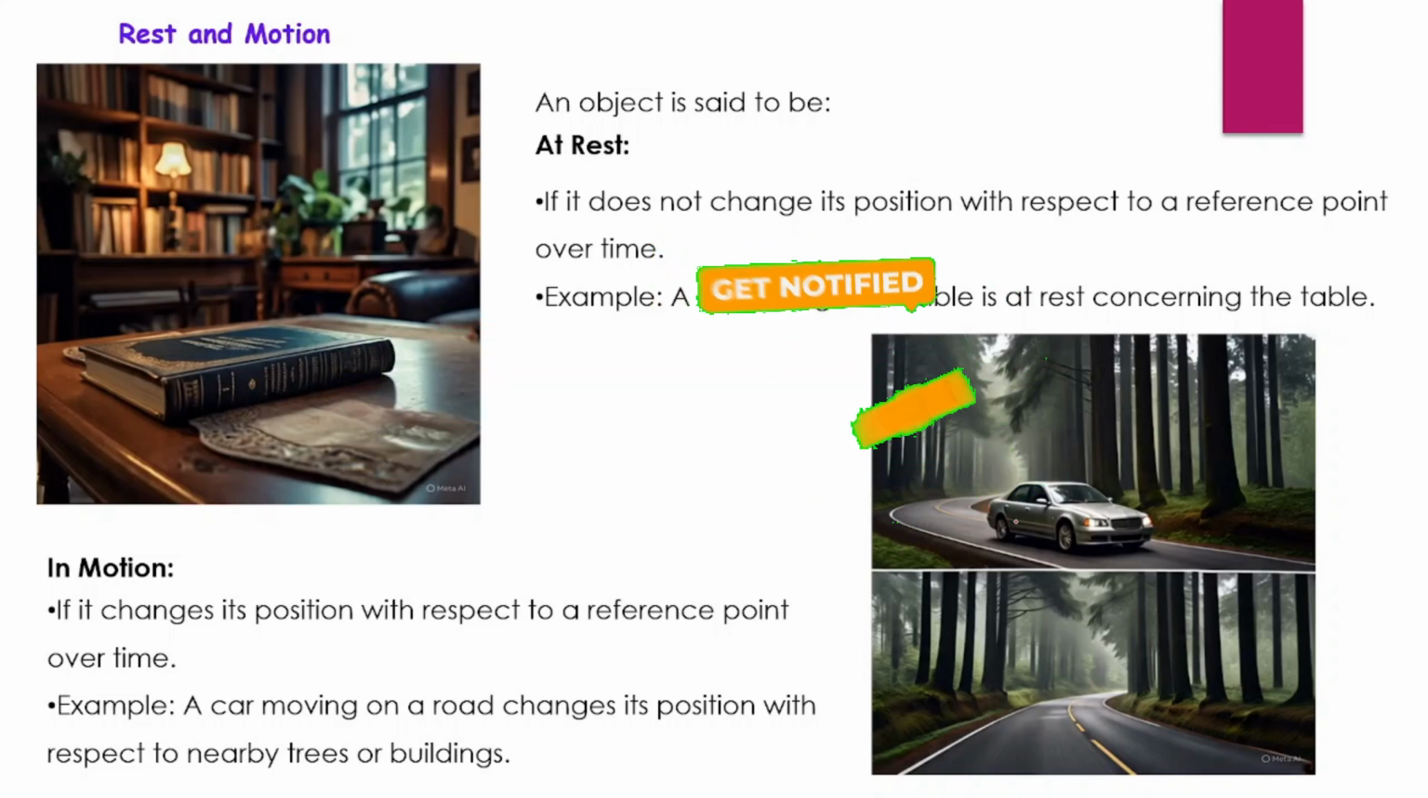After a few minutes, when we come back, if it is still there, it shows that that car is at rest with respect to this tree and with respect to this position. Okay, so an object is said to be at rest if it does not change its position with respect to a reference point over time. The reference point here is this tree. It is parked near the tree. So after a few minutes, if the car is still there, it shows that with respect to this tree, this car is still at rest.